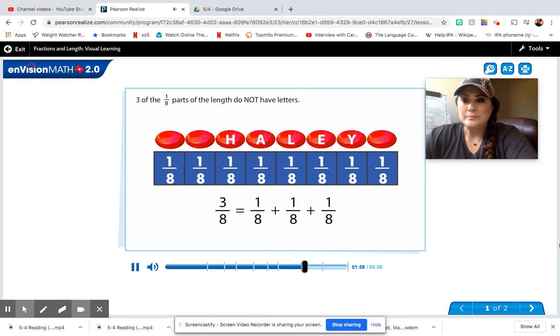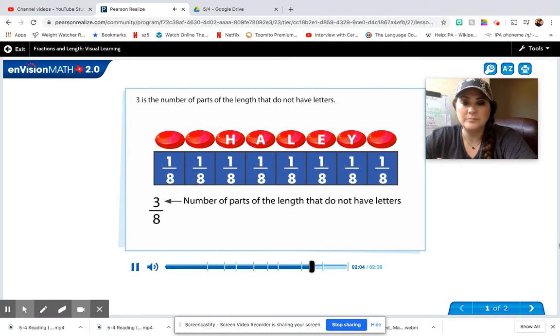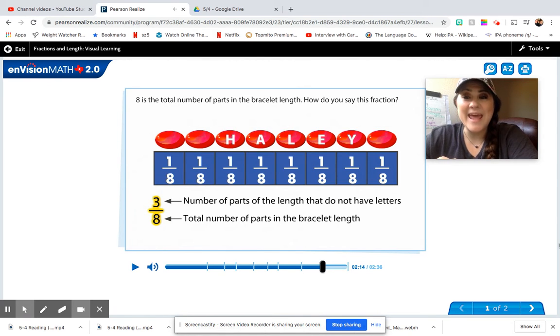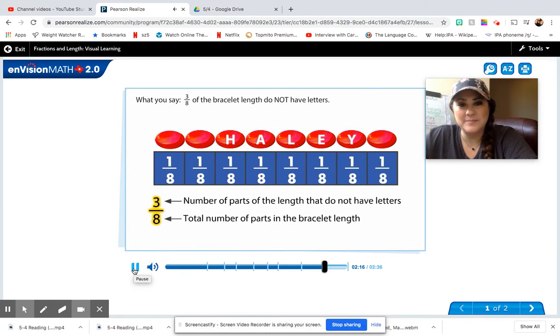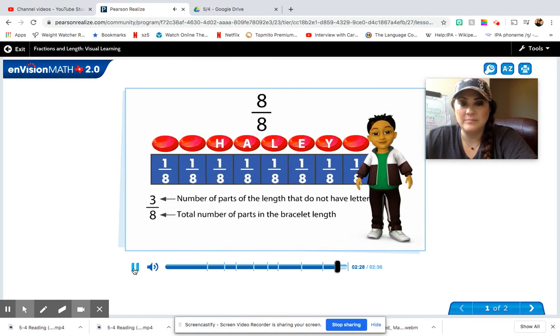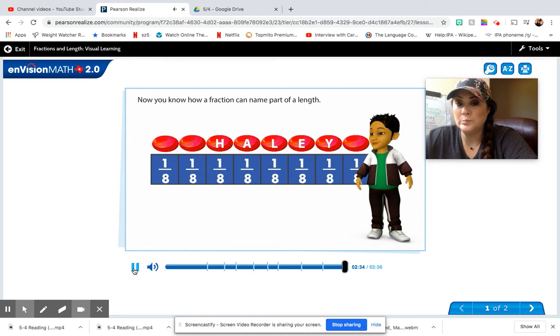3 of the 1/8 parts of the length do not have letters. 3 is the number of parts of the length that do not have letters. 8 is the total number of parts in the bracelet length. How do you say this fraction? 3/8. Did you get it? What you say: 3/8 of the bracelet length do not have letters. 5/8 of the bracelet length have letters. 8/8 of the bracelet length is red. Now you know how a fraction can name part of a length.